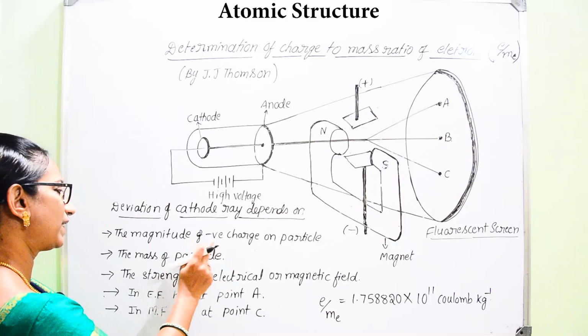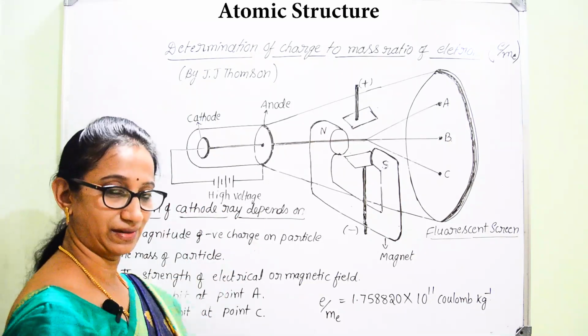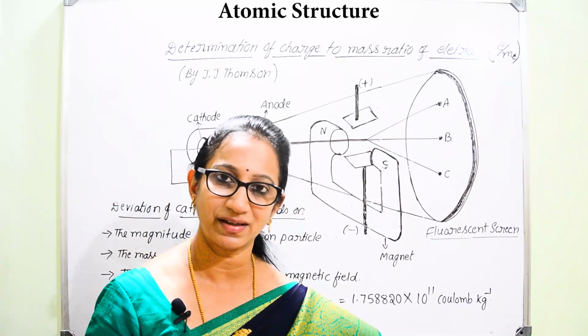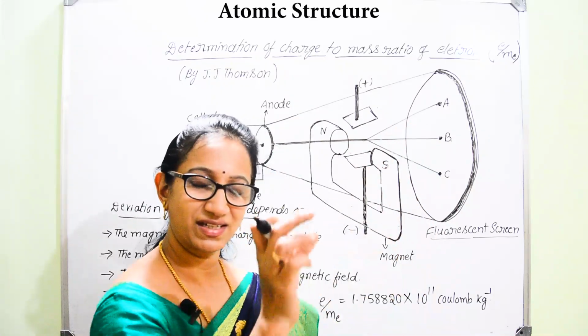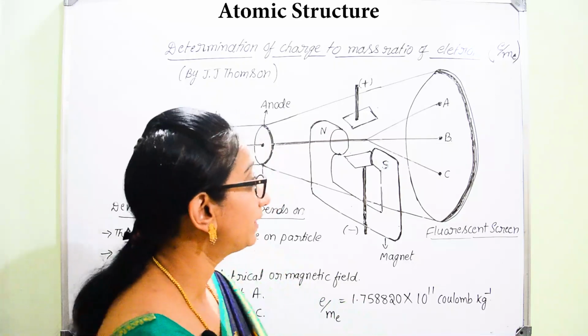Which is that first factor? The magnitude of the negative charge on the particle. So if there is an increase in the negative charge on the particle, there will be a much greater deflection. If there is a decrease in the magnitude of the negative charge of the particles, there will be a decrease in the angle of the deflection.